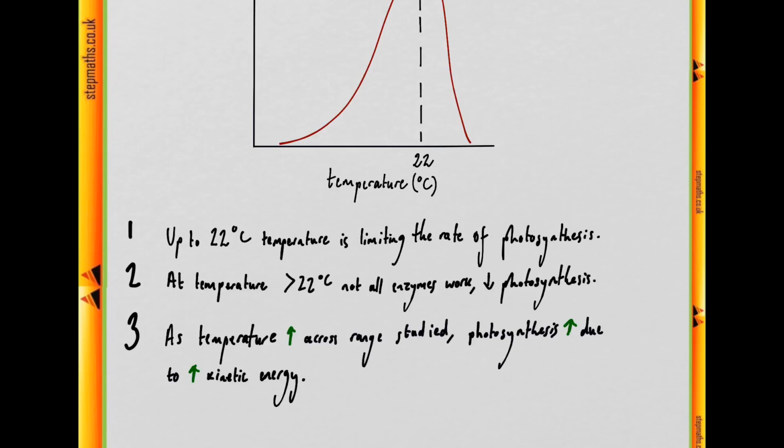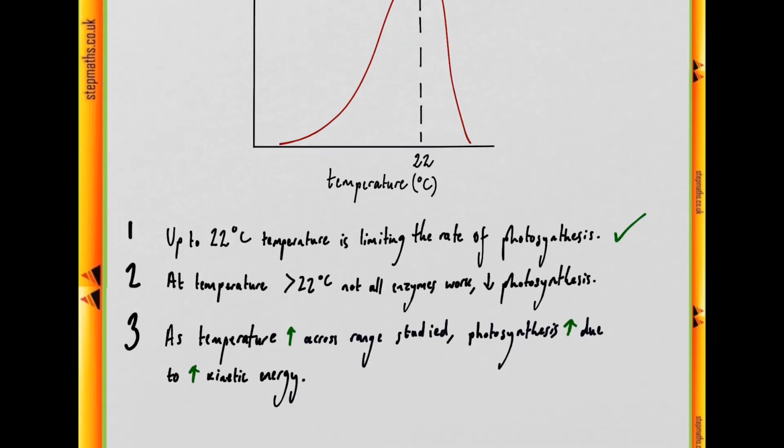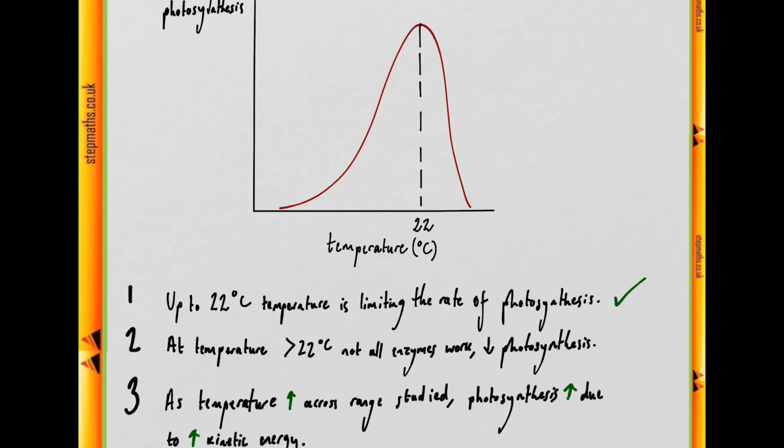The first one is, up to 22 degrees Celsius, i.e. our peak, temperature is limiting the rate of photosynthesis. Well, we know this to be true since at lower temperatures you have a lower rate of photosynthesis. Therefore, given all other variables are constant, temperature is the variable affecting the rate of photosynthesis, and so lower temperatures limit it. And indeed higher temperatures limit it.